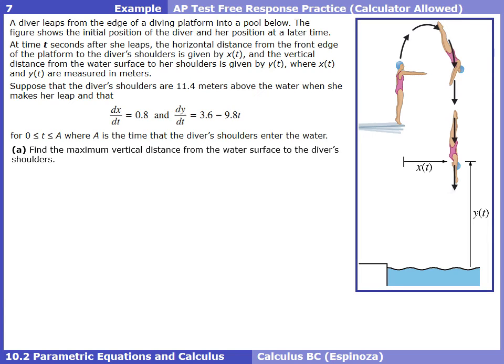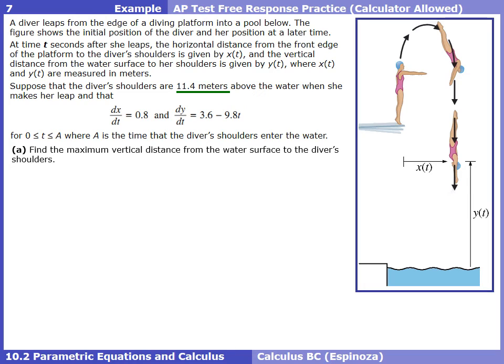Part A wants us to find the maximum vertical distance from the water surface to the diver's shoulders. So of course the maximum distance that she's going to be away from the water is at the very top of her jump. Of course, after that she'll start falling and get closer to the water, but at the very top of that path, she'll be at a maximum vertical distance away from the water. And we want to find that distance.